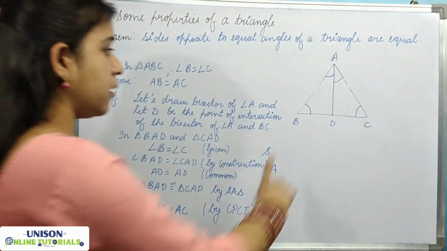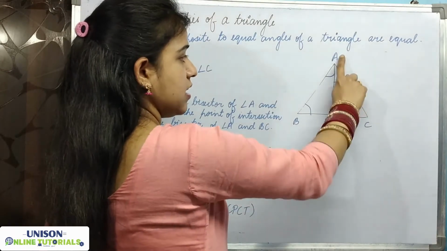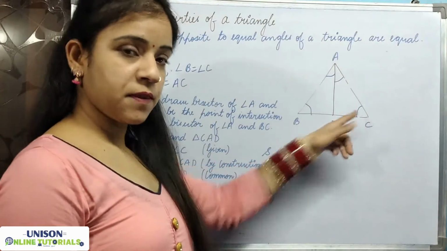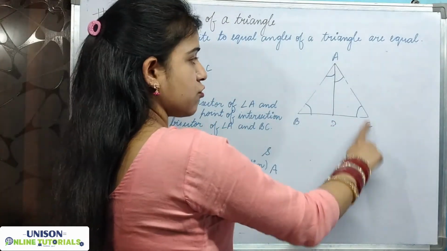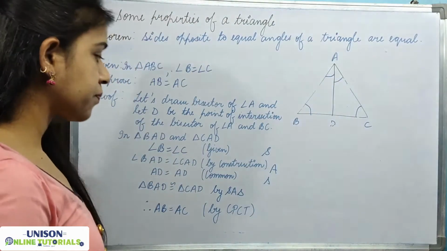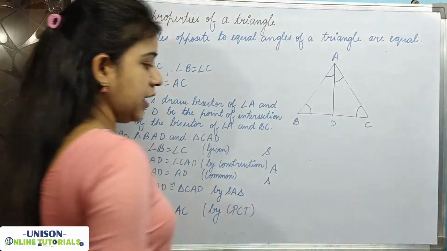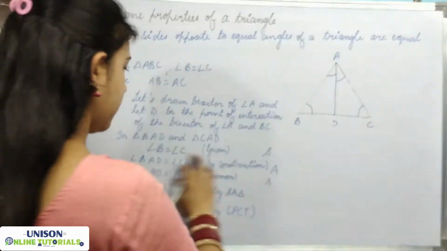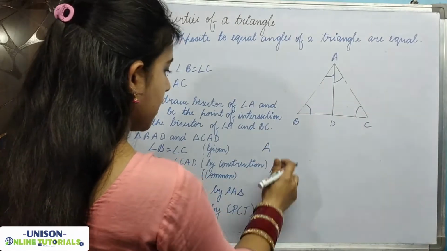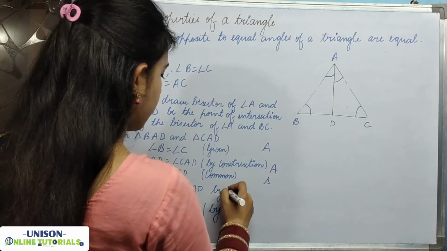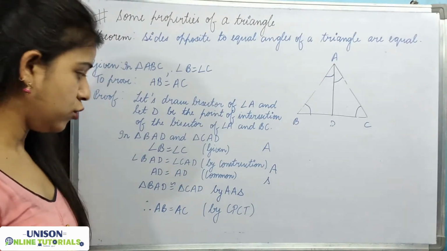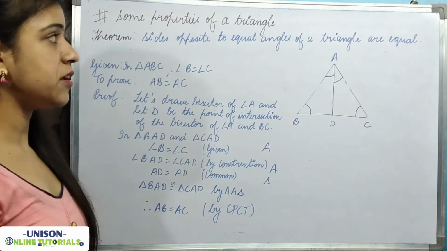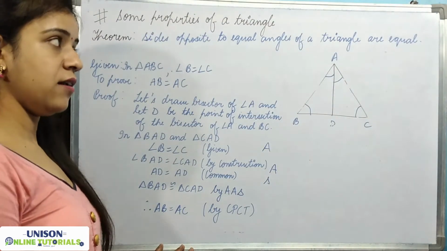Again we have taken triangle BAD and triangle CAD. So in both these triangles, angle B equals angle C, it is given. Angle BAD equals angle CAD, again by construction. And third one, AD equals AD, common. So triangle BAD is congruent to triangle CAD by angle, angle, side. So these triangles are congruent by the angle, angle, side congruence rule. So by CPCT we can write AB equals AC. So sides opposite to equal angles of a triangle are equal.